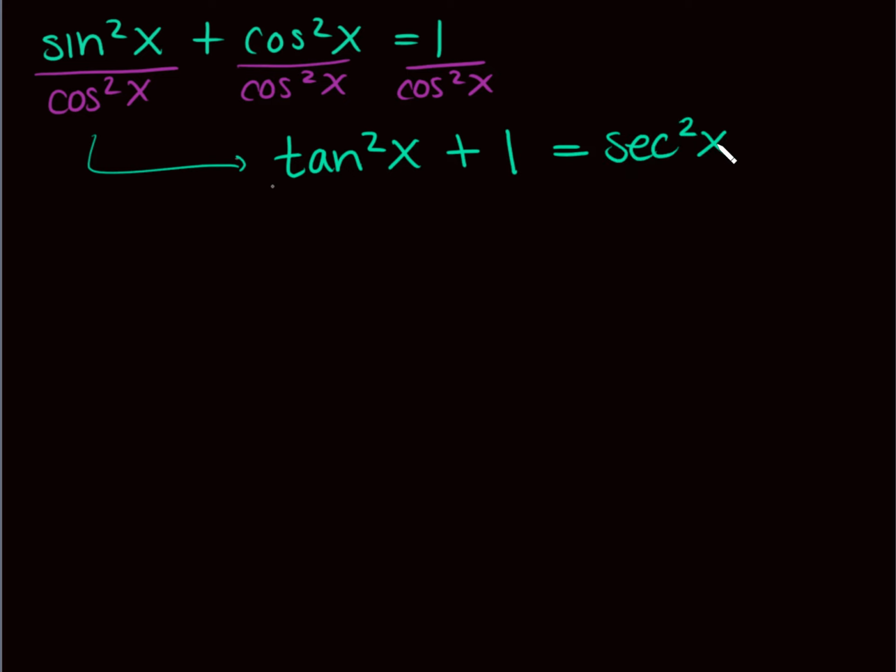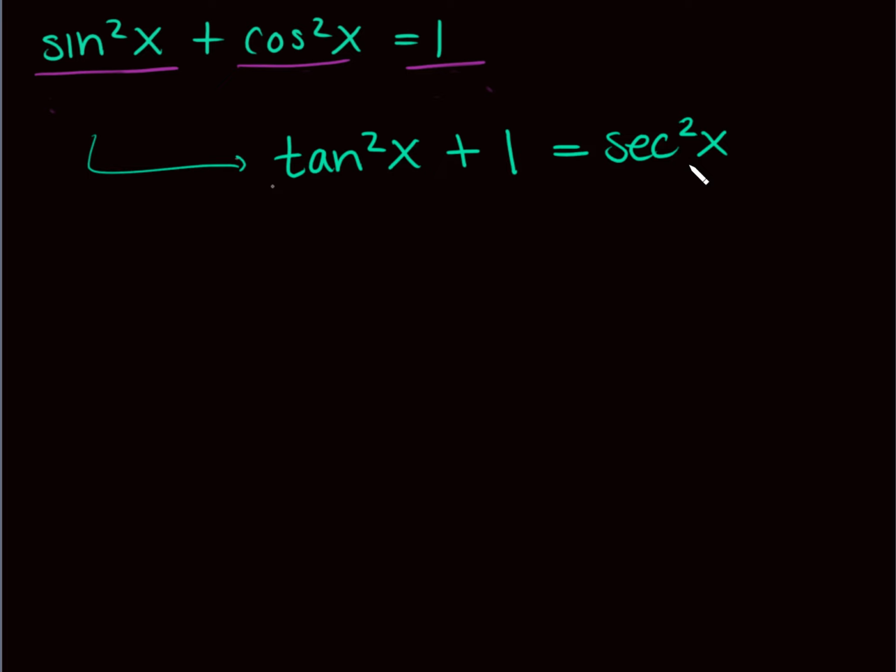You guys remember how I told you that tangent and secant are friends? This is what I was talking about. So they are buddies when it comes to the Pythagorean identities. I mean, they're buddies with everyone else too, but they're kind of buddies. And when you get to calculus, you're going to see that they're buddies also. It's really cool.